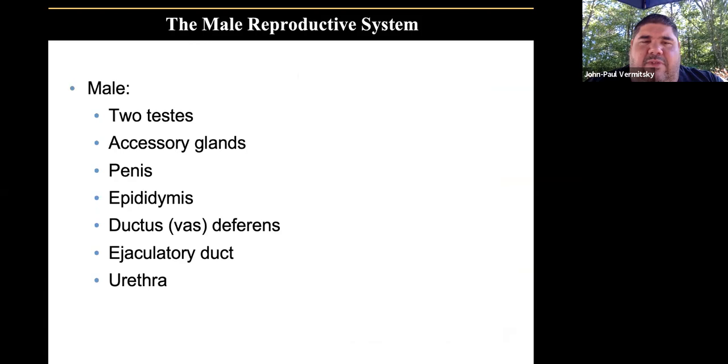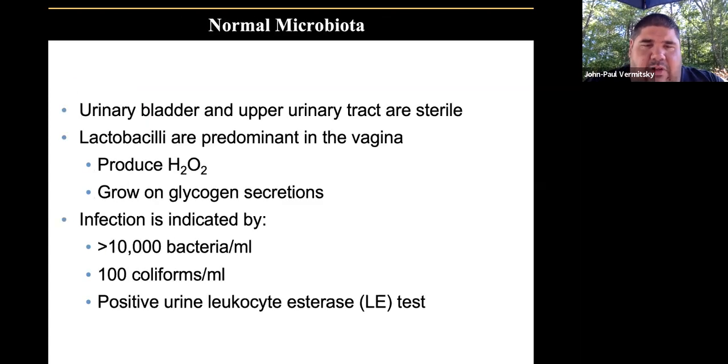On the male side, you have the 2 testes, the accessory glands, penis, epididymis, vas deferens, ejaculatory duct, and urethra. The male reproductive system should be sterile all the way through the entire system. Obviously, the external surface of the penis is going to have normal flora that you would find on the skin. Okay, so the urinary tract should be sterile. The vaginal tract will have lots of microbiome present. The predominant bacterial species in the vaginal tract is lactobacilli, and the predominant fungal species will be Candida species.